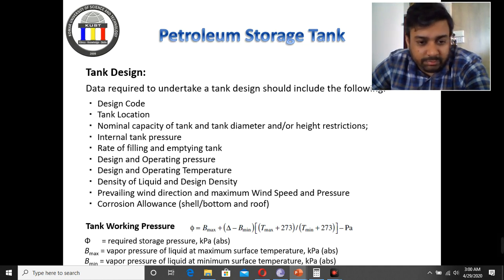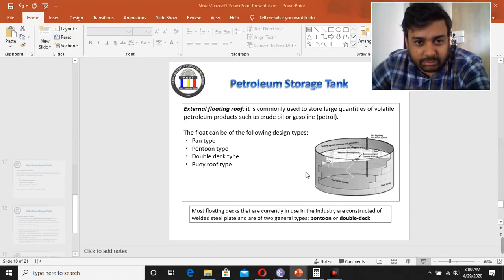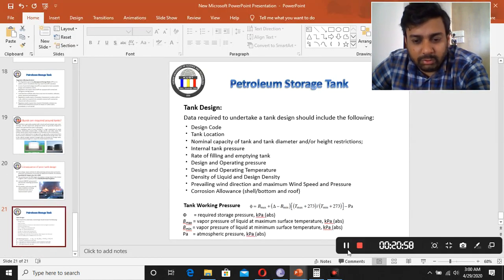These are the requirements. So when you design the tank, the working pressure, this is the equation, which is based on temperature and so on. Now I will show you some more videos about these storage tanks, which give you a very clear idea about the petroleum storage.